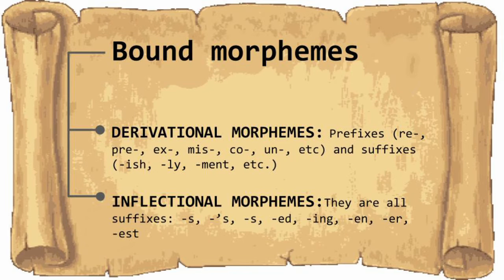The second set of bound morphemes are called inflectional morphemes. These are used to show if a word is plural or singular, if it is past tense or not, and if it is a comparative or possessive form. English has only 8 inflectional morphemes or inflections. An inflectional morpheme never changes the grammatical category of a word.